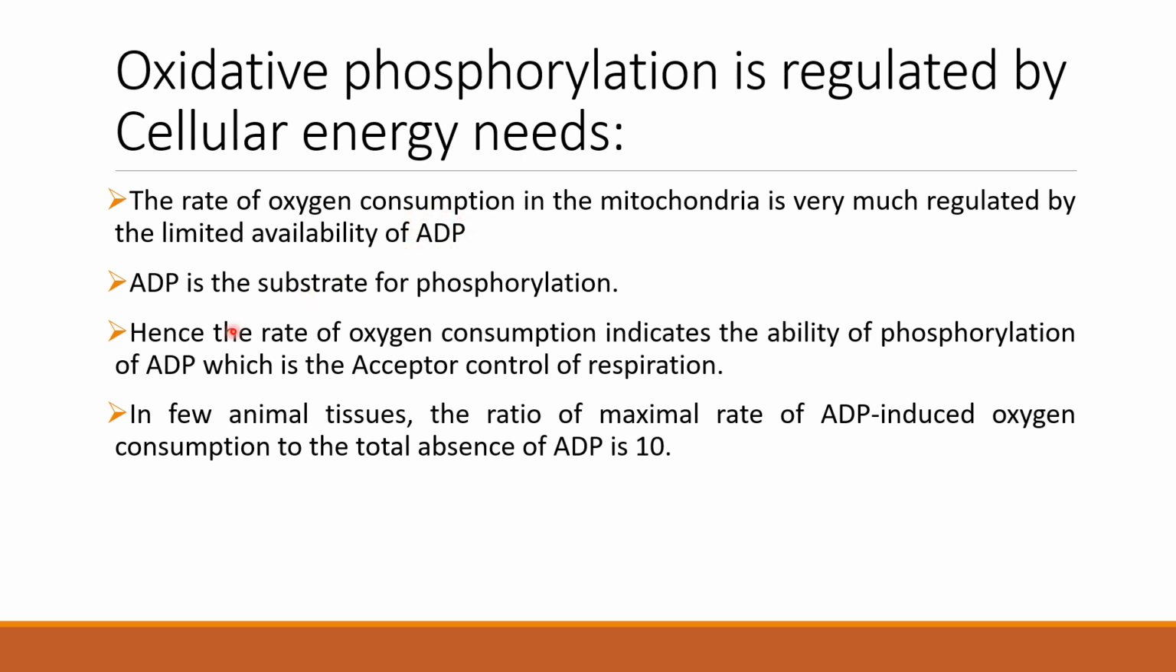That means ADP upon phosphorylation will result in the formation of ATP. Therefore, the rate at which the oxygen consumption is taking place directly tells us how much ADP is available. Okay, the rate of oxygen consumption will tell us how much ADP is available for phosphorylation. So this is the acceptor control of respiration.